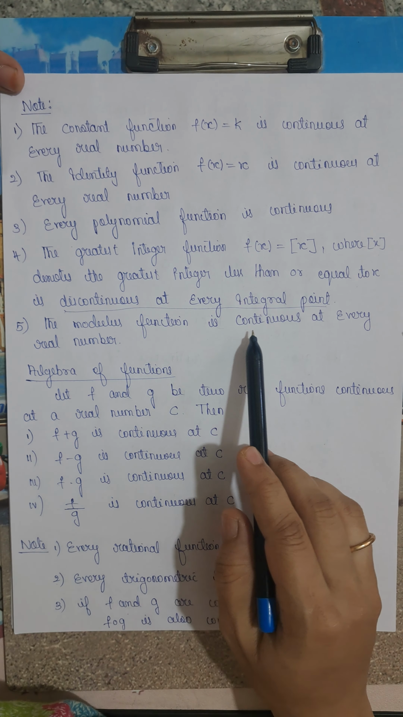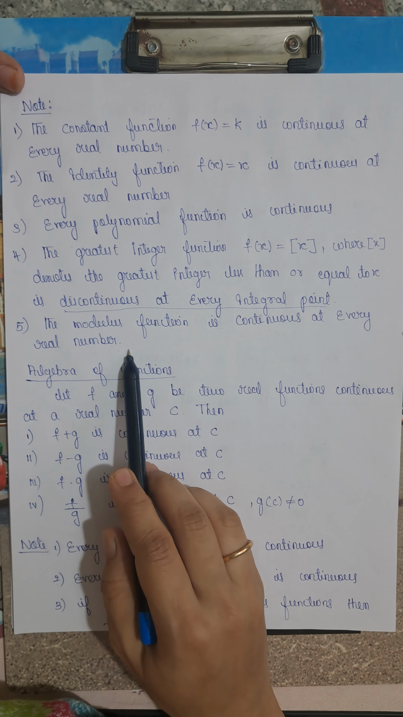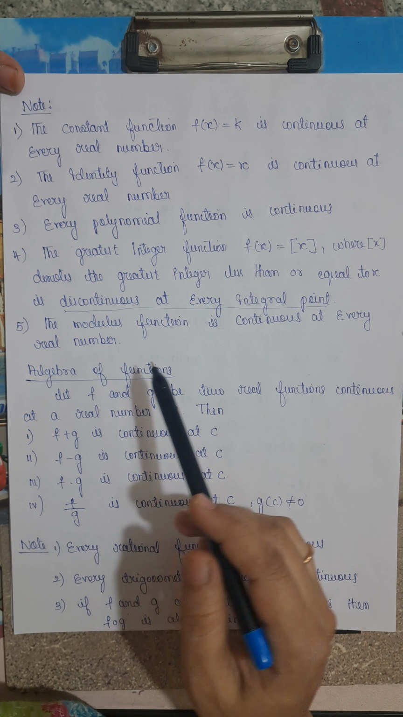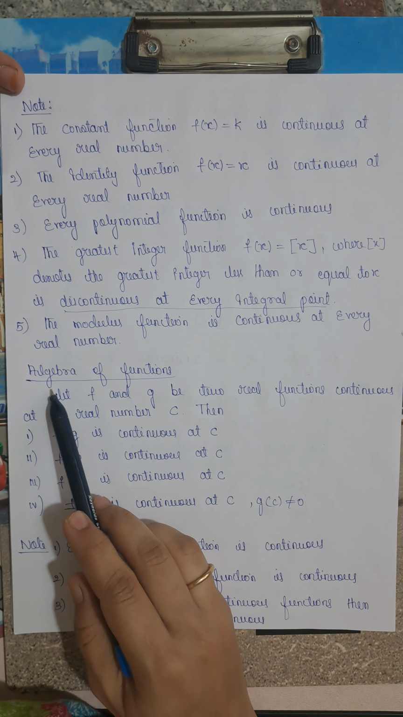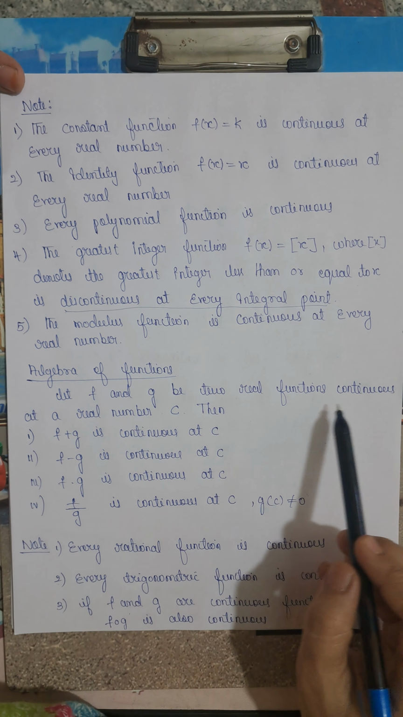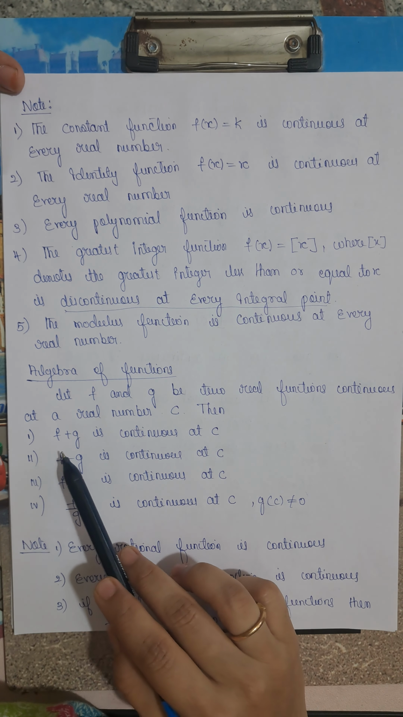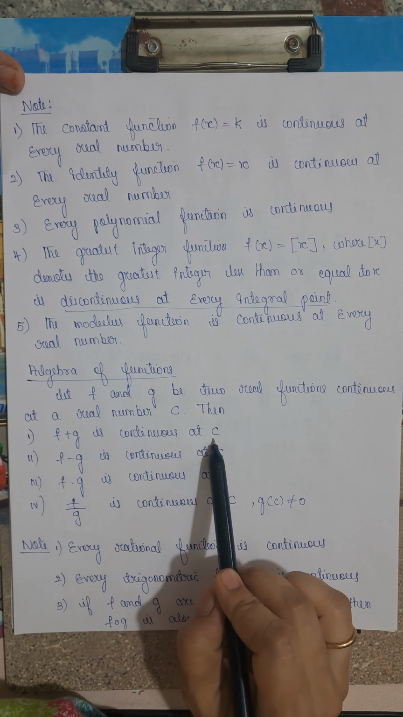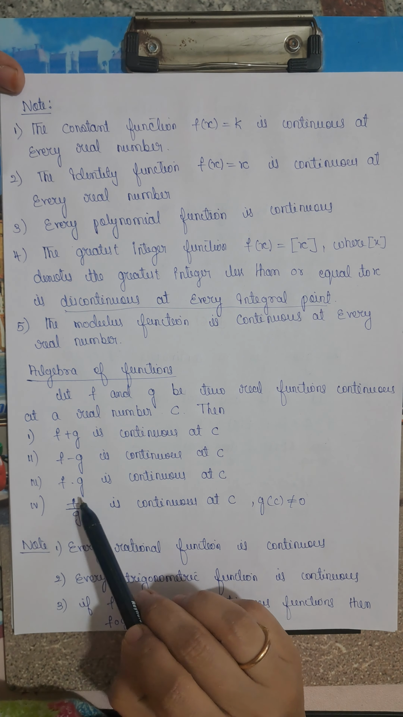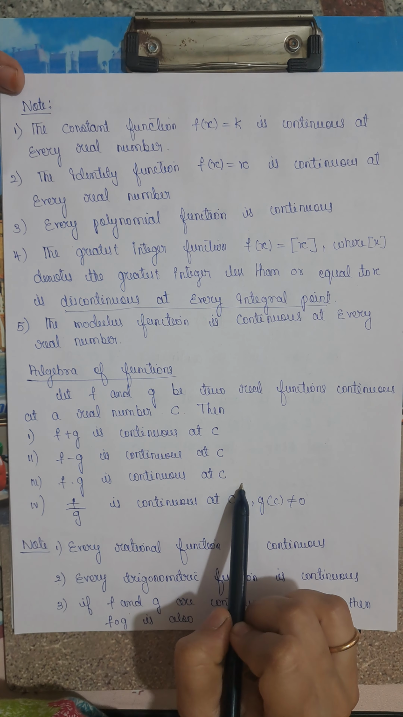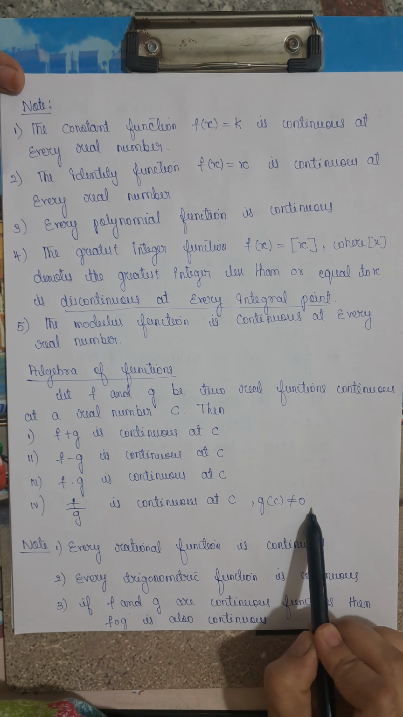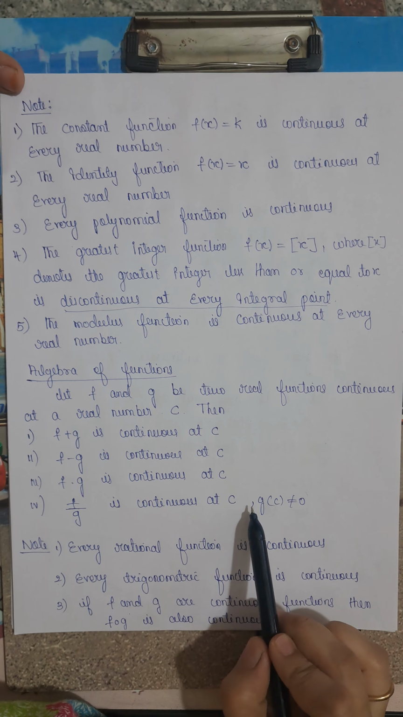The modulus function is continuous at every real number. So we have to keep all these points in mind to study the next problems. Next, algebra of functions. If you have two functions f and g which are continuous, then f plus g is also continuous at c, f minus g is also continuous at c, f into g is also continuous at c, and f by g, provided g of c is not equal to 0, is also continuous at c.